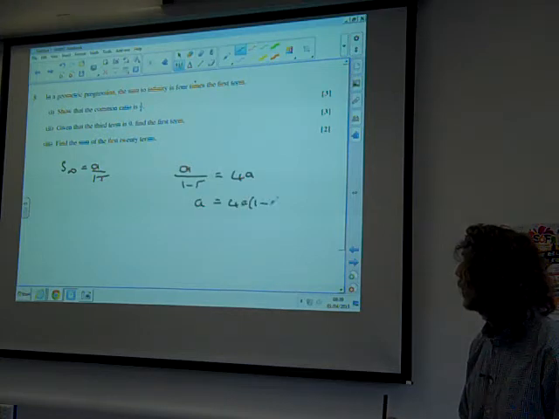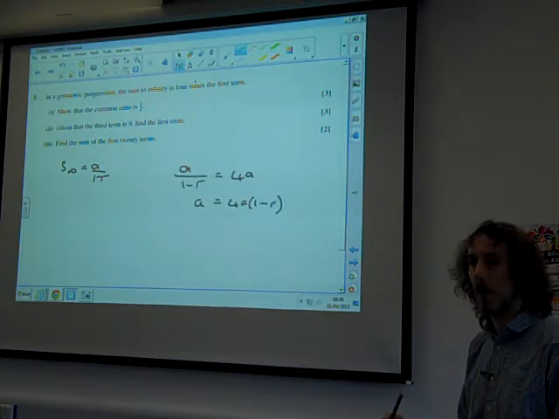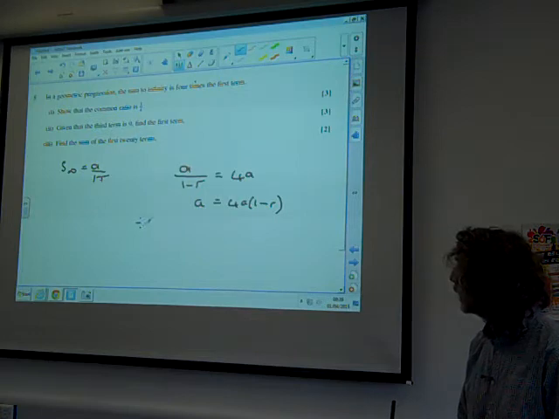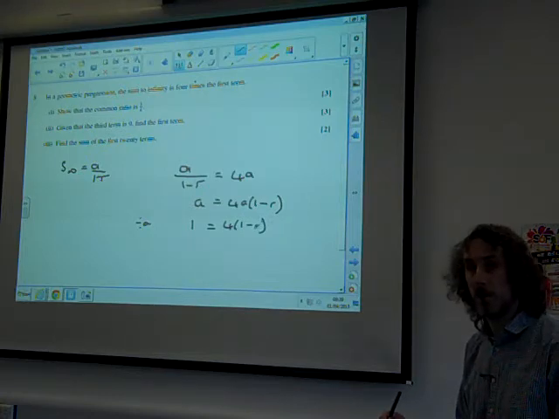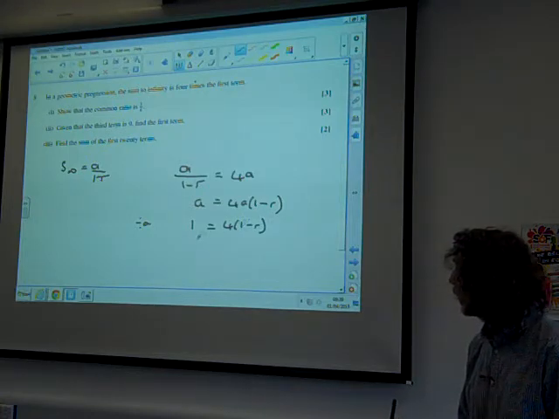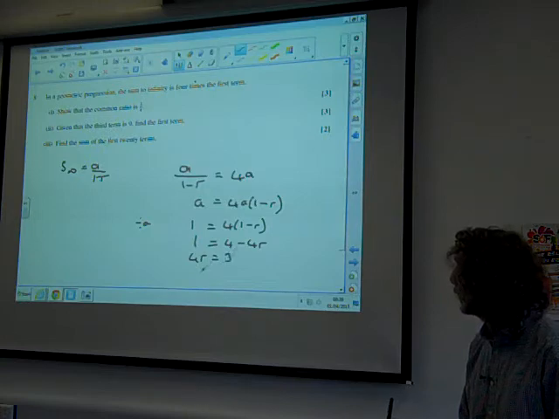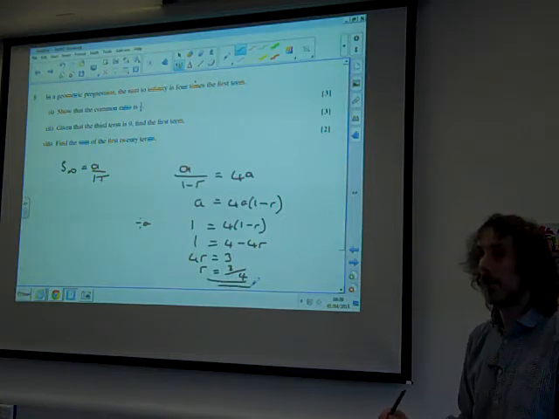4a times 1 minus r. Look, we've got a common factor on both sides of a. So if we divide through by a, we get 1 is 4 times 1 minus r. And now it's quite a simple thing to solve just in terms of r. 1 is 4 minus 4r. So 4r equals 3. And then we've shown r equals 3/4.